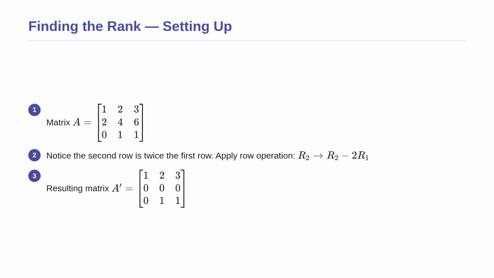Before we prove why this theorem works, let us see it in action with a concrete example. We are given a 3 by 3 matrix A and we want to find its rank by simplifying it into a staircase pattern. Looking closely at the numbers, we might notice that the second row is exactly twice the first row. To eliminate this redundant information, we subtract 2 times the first row from the second row. When we do this, the entire second row becomes zeros, proving it brought no new information.